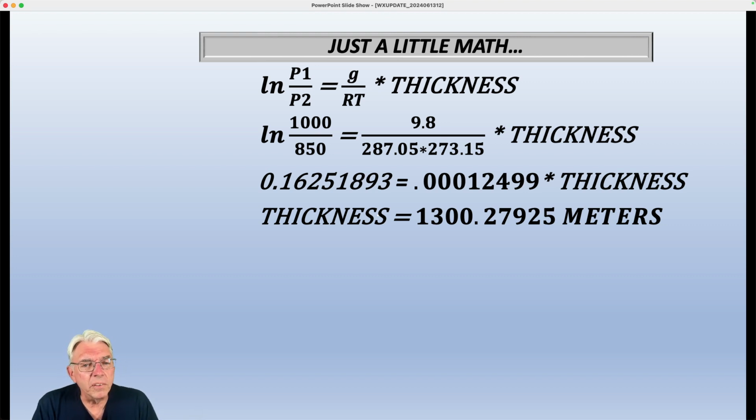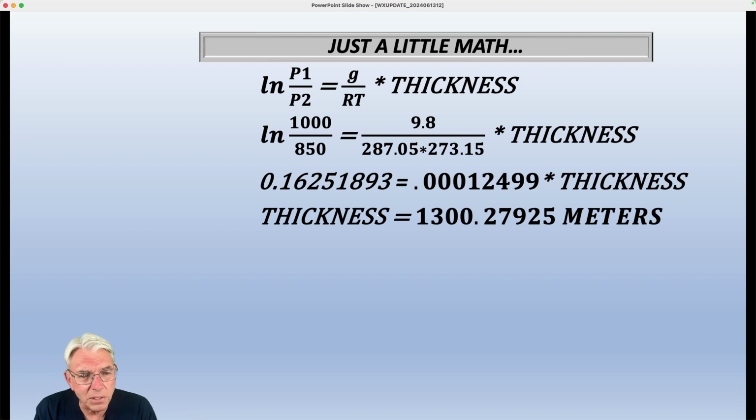So the natural log of 1,000 over 850 is 0.16251893, okay? If you multiply 287.05 times 273.15 and take that number and divide it into 9.8, you get 0.000124999 times the thickness. If you divide both sides of the equation by 0.000124999, the thickness ends up being 1,300.27925 meters. And we generally round that off.